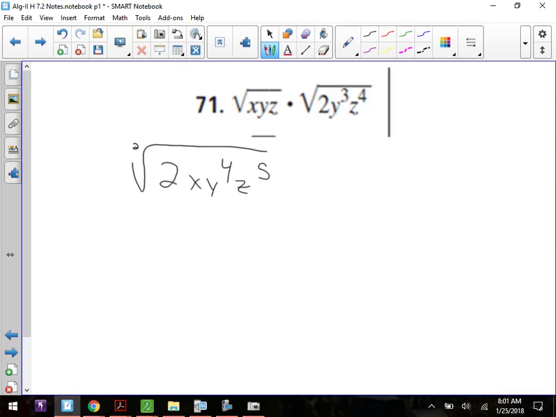Can I take the square root of 2? No. So I know it's going to be a 2x, because I can't simplify that. But then how many times does 2 go into 4? 2. 2 come out, there's no left over. How many times does 2 go into 5? 2. 2 come out, and there's 1 left over.